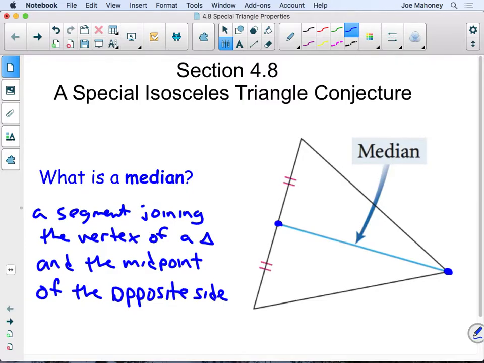Notice that a triangle has three sides, so there are also three midpoints. I'll just make up where I think those midpoints are going to be, and I'll mark them appropriately. If I was to draw in the other medians, there would be three total. So there are three medians to every triangle.